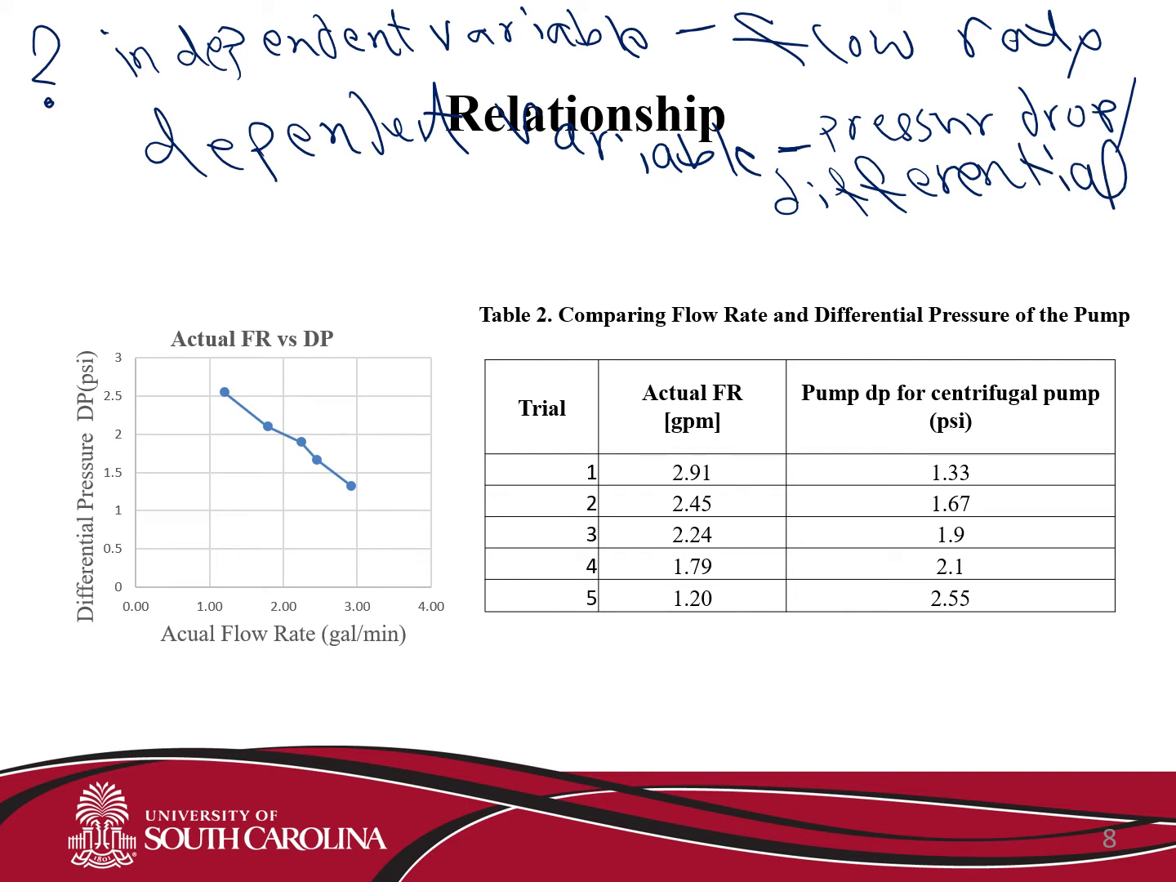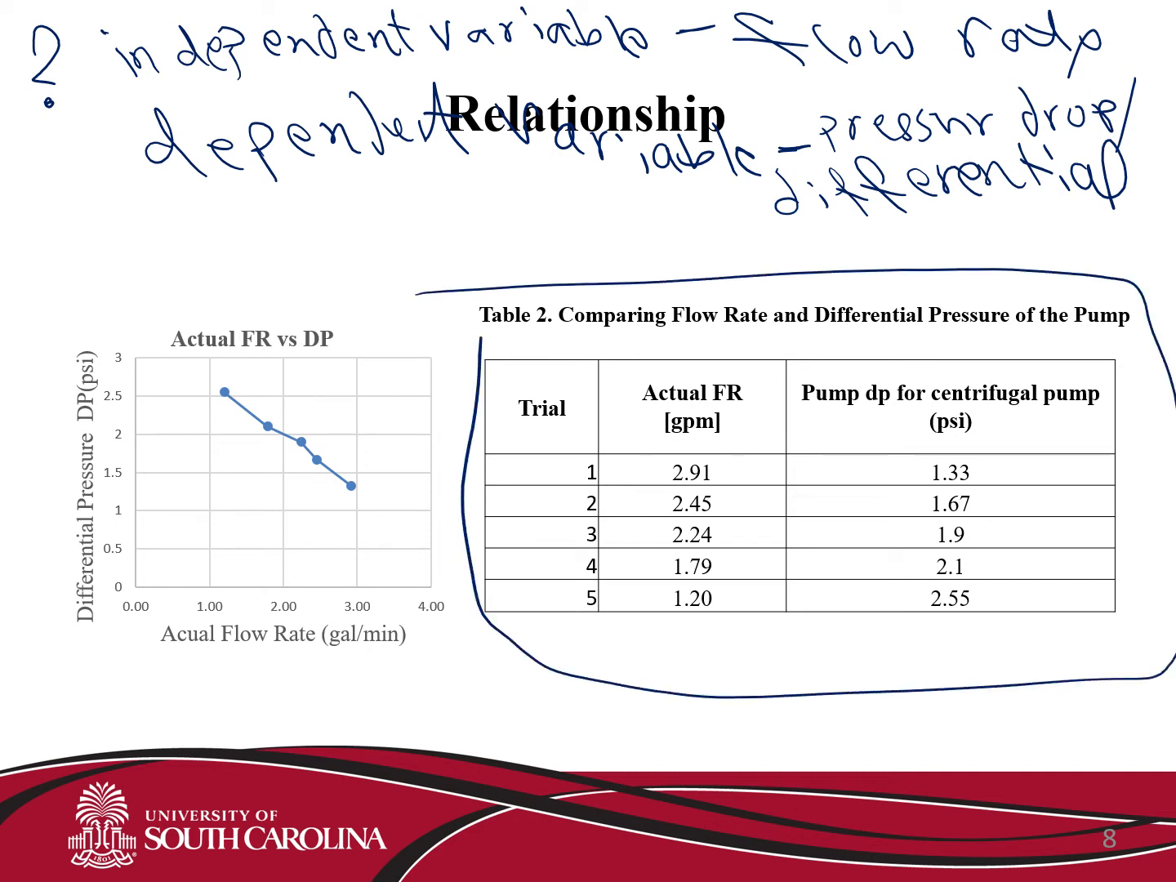In your report you need to make a table like this, but with different values, the values that I will send you when we get them from the lab, when we record the video. This is trial 1, 2, 3, 4, 5. This is the actual flow rate, in gram per minute, 5 values, and the pump dP for the centrifugal pump, in PSI.